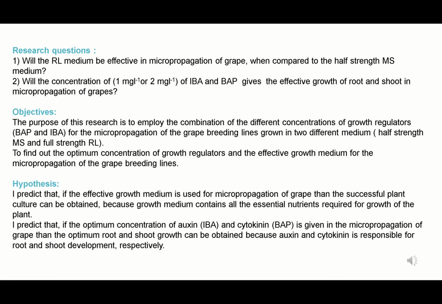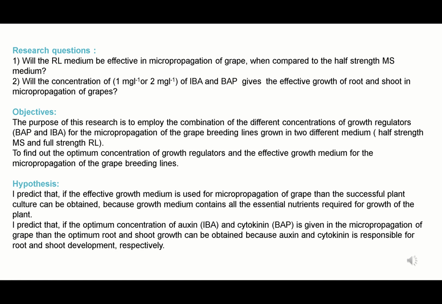My objective of the research is to employ the combination of different concentrations of growth regulators, which are benzyl aminopurine and indole butyric acid, for the micropropagation of grape breeding line grown in two different media, which are half strength MS medium and full strength oral medium. My other objective is to find out the optimum concentration of growth regulator and the effective growth medium for the micropropagation of grapes. In many research studies, 2 mg per liter of IBA and BAP gives better growth of root and shoot, but it varies depending upon the variety.